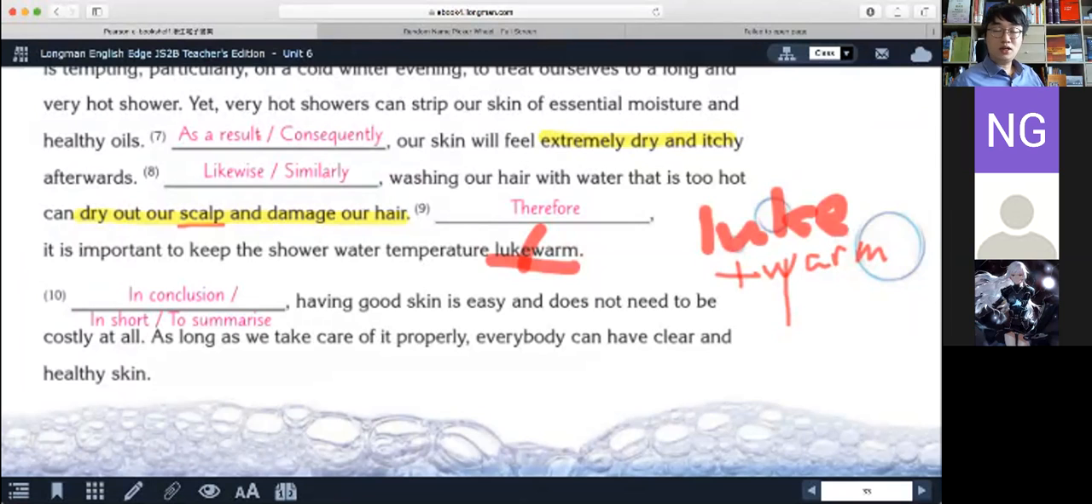Because you can see this is the last paragraph already. So in a good writing, you need to have a summary. So here it is a summary. So we use connectives, which is about making a summary, like in conclusion, in short, or to summarize. All right. So any questions about this page? If no questions, we'll move on to page 31.